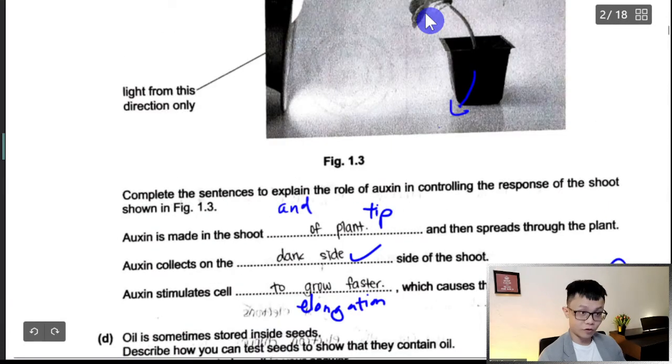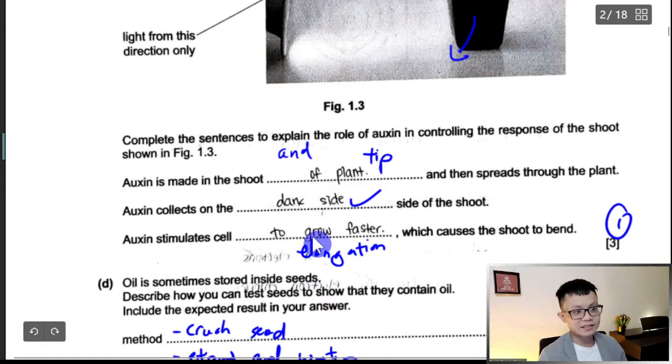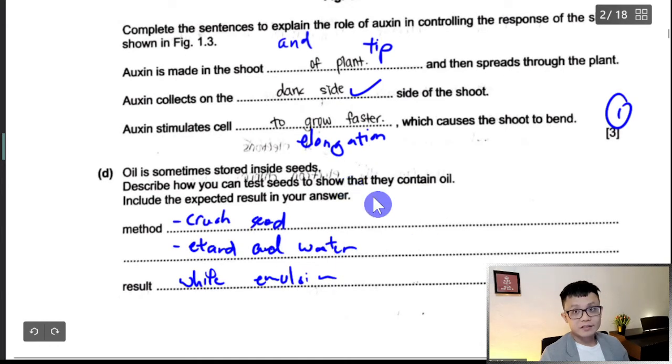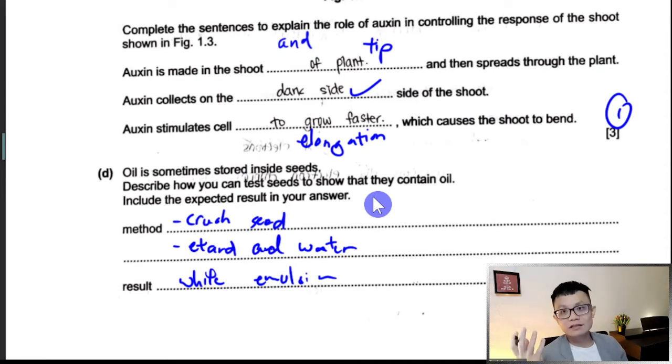As it grows, this type of growth makes it longer. We call it elongation. So I just didn't give it correct, even though actually "grow faster" is correct, but the marking scheme wants this word, so I just gave one mark. Oil is sometimes stored in the seed, correct or not? Usually seeds have oil, like the kernel seed from the palm oil. You see where you buy, sunflower seed, sunflower oil, palm oil, corn oil. So usually all of these seeds have a certain amount of oil.